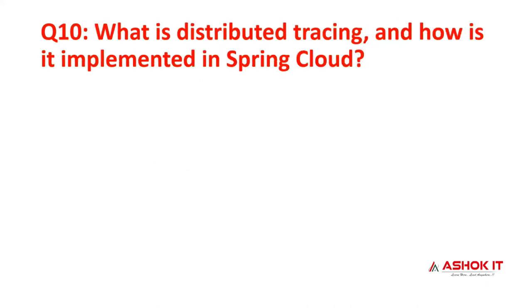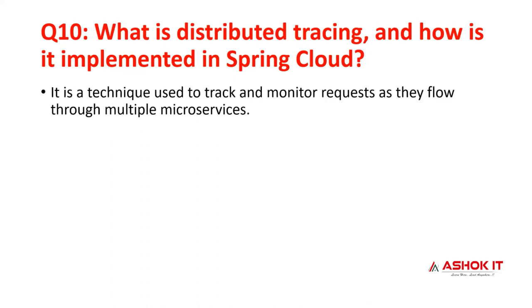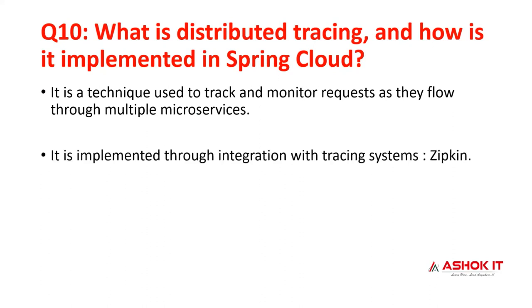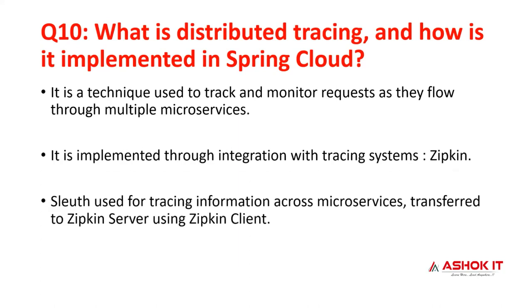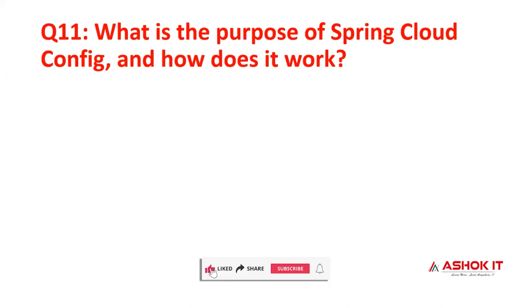What is distributed tracing and how is it implemented in Spring Cloud? If multiple microservices are executed for a request, I just want to know the path in which they are executed and how many times they are executed. It's a technique to track and monitor the request flow through multiple microservices. It's implemented using tracking systems like Zipkin server and Zipkin client. Sleuth collects all the microservice execution paths and sends them to the Zipkin server with the help of the Zipkin client. So if multiple microservices are executed for a request, how they are executed, in what order, how much time is taken, I want to find it. For that, distributed tracing is used.